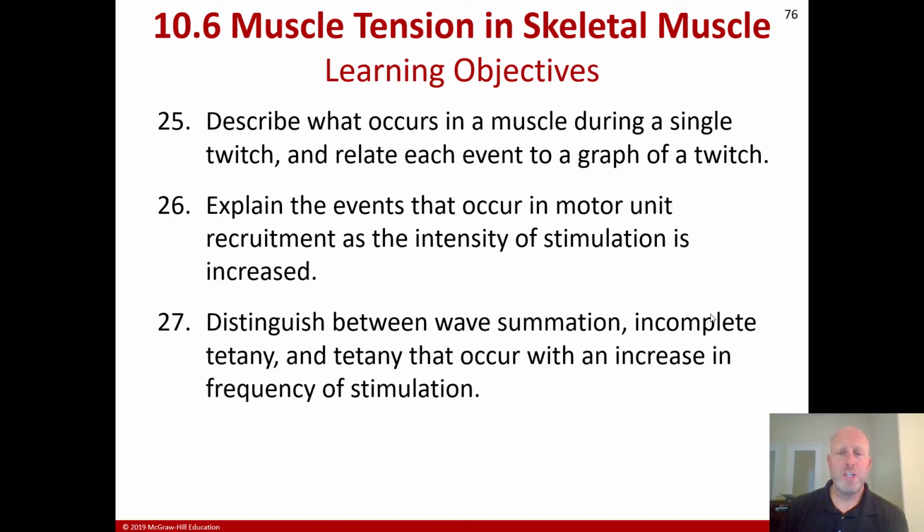We're now talking about muscle tension in skeletal muscle, section 6 of muscle tissue, chapter 10 for anatomy and physiology. For this section, you should be able to describe what occurs in a muscle during a single twitch and relate each event to a graph of a twitch. Explain the events that occur in motor unit recruitment as the intensity of stimulation is increased. Distinguish between wave summation, incomplete tetany, and tetany that occur with an increase in frequency of stimulation.